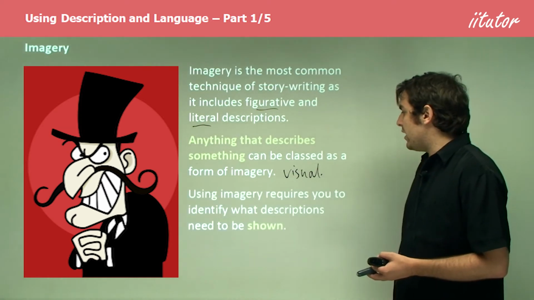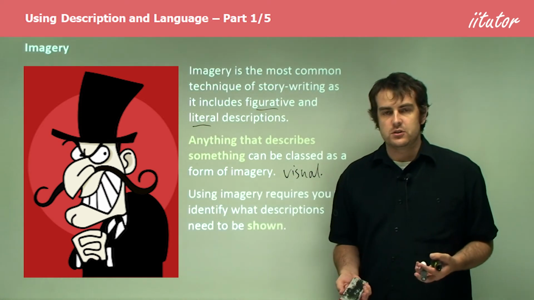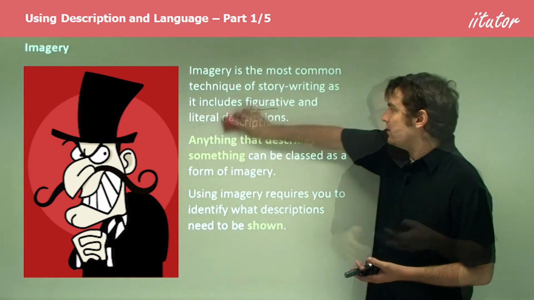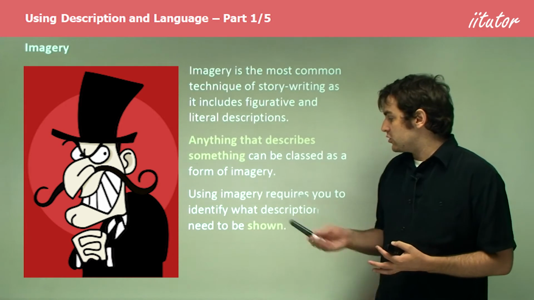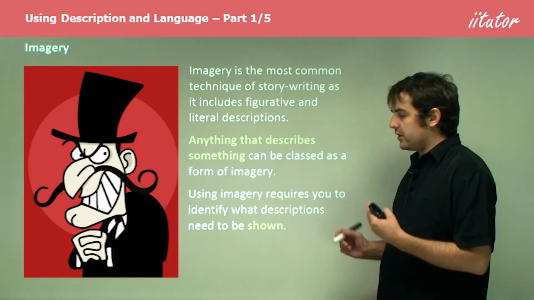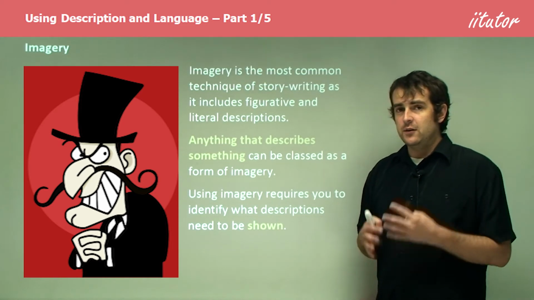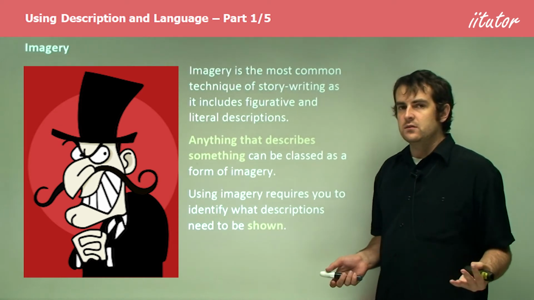Using imagery requires you to identify what descriptions need to be shown. It's like what I was mentioning at the beginning when I was talking about the reasons for having a description. You need to show what needs to be shown. So like I was saying before, if there's a house or tree, if I'm describing that landscape, I need to have a reason for doing that.